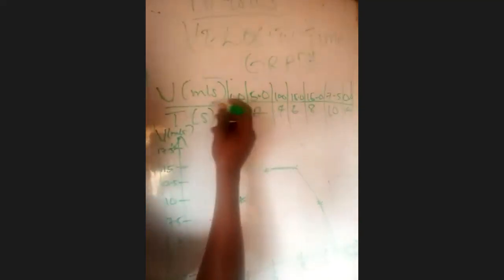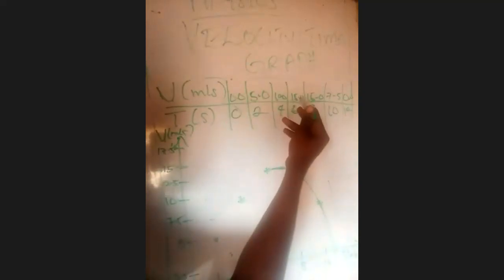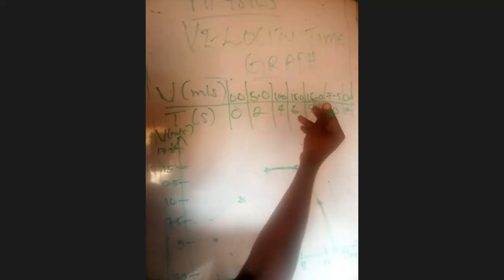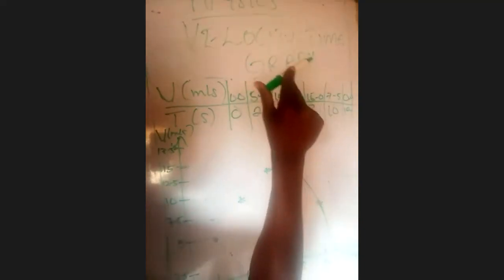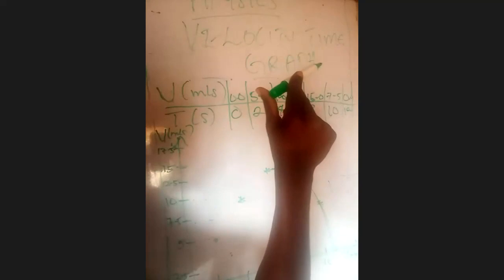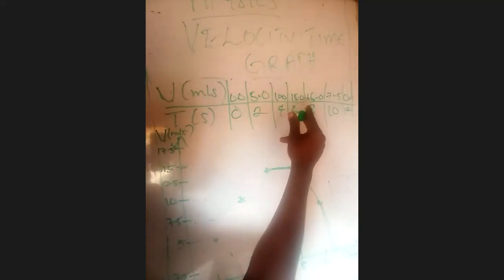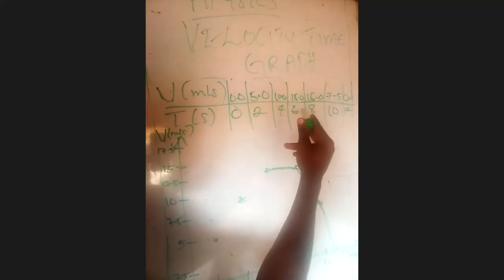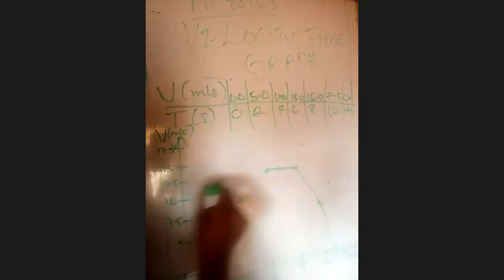Now, according to the graph, if you look into the table, when the object reaches a velocity of 15 meters per second, it maintains the same velocity. It maintains a uniform velocity for 2 seconds, that is, 15 meters per second for 2 seconds. So that is what happened here.